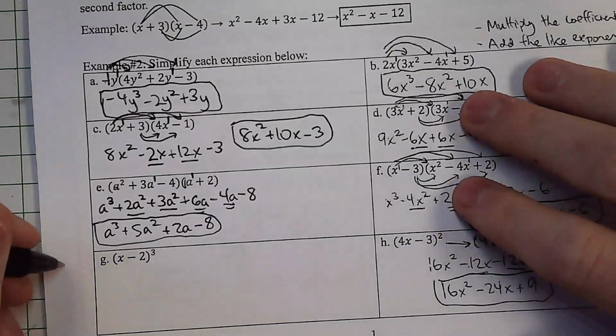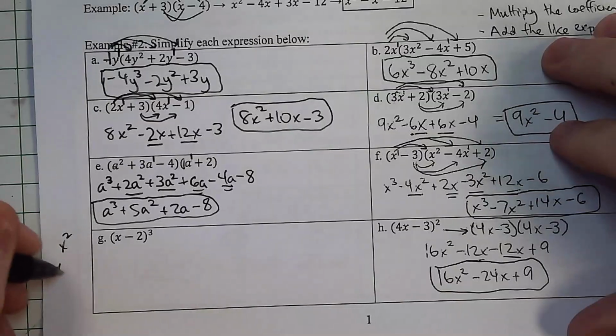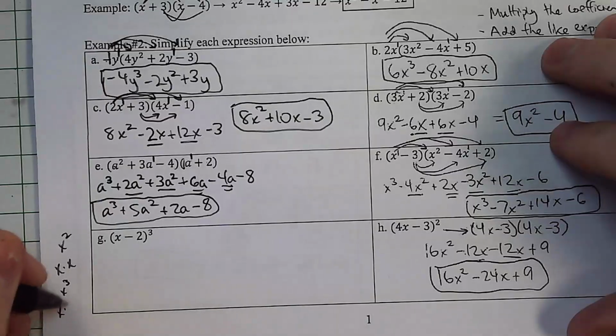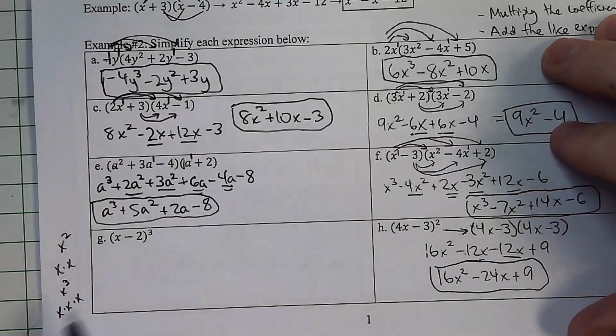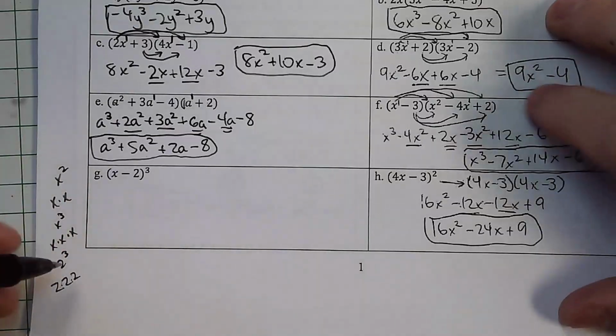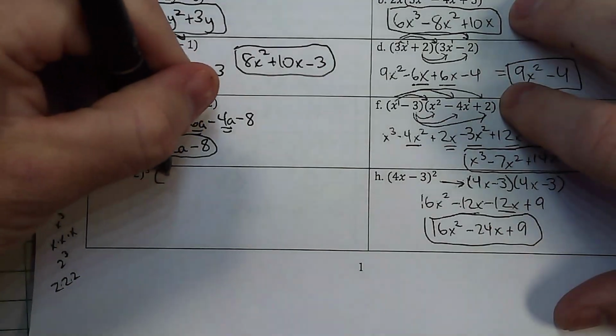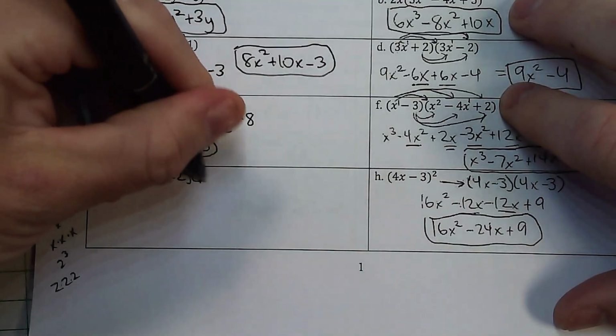Y'all know what x squared means? X squared is like x times x. Do you know what x cubed means? Yeah, it times itself 3 times. What does 2 cubed mean? 2 times itself 3 times. What do you think x minus 2 cubed means? This thing times itself 3 times.